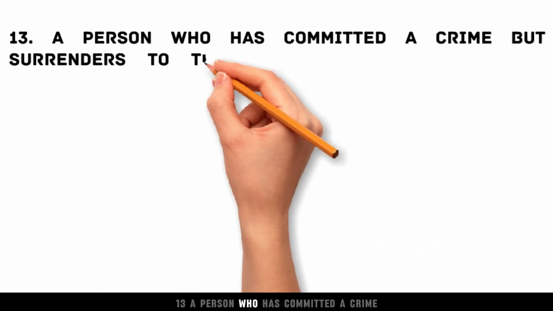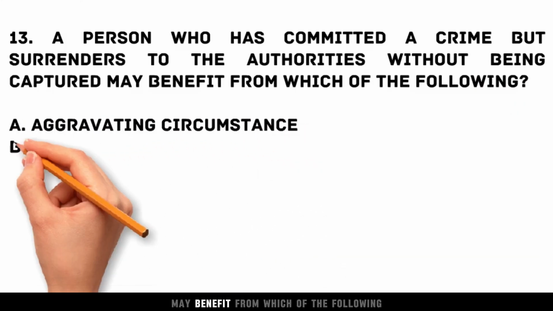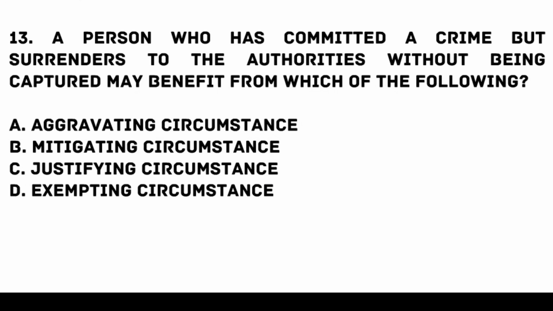13. A person who has committed a crime but surrenders to the authorities without being captured may benefit from which of the following? A. Aggravating circumstance. B. Mitigating circumstance. C. Justifying circumstance. D. Exempting circumstance.